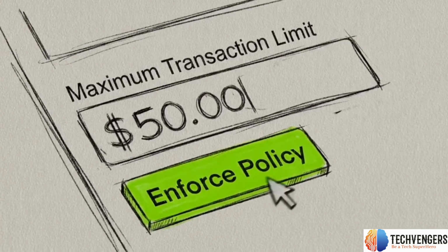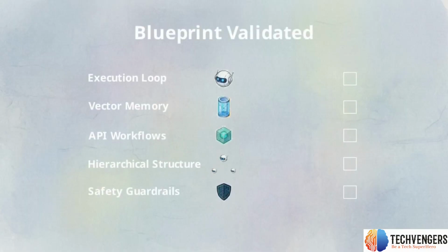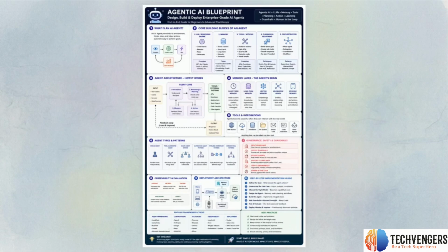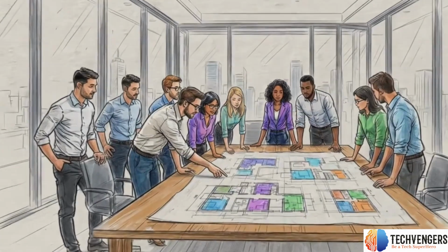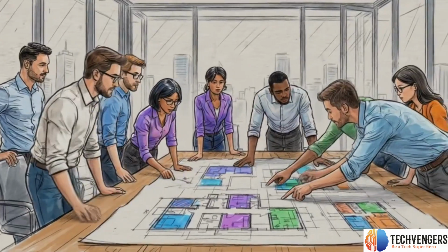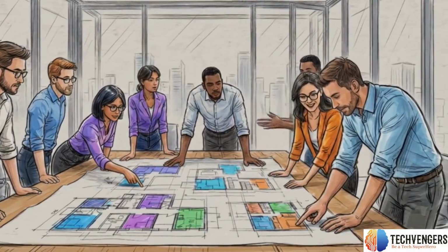You now have the exact specifications for an enterprise-grade agent. You have your continuous execution loop, your vector memory layer, the required API workflows, a hierarchical supervisor structure, and ironclad safety guardrails. When you zoom out, you can see how these isolated components integrate to form a complete, scalable enterprise engine. Integrating these components moves the project from a simple chat interface to a fully engineered production asset. Take this spec to the implementation team. Start with a simple use case, ensure it operates safely, and begin building the autonomous enterprise.